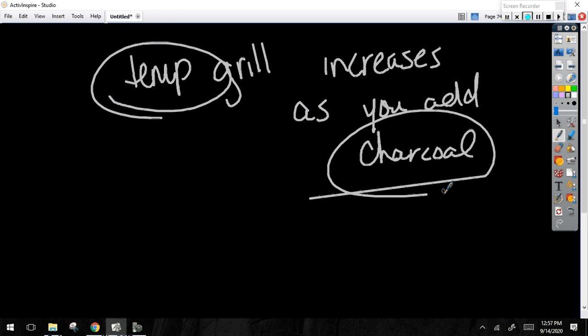That is correct. Say that again. Temperature is dependent on the charcoal. The temperature of the grill depends on how much charcoal you put in there. The charcoal doesn't depend on the temperature. The temperature happens as a result of the charcoal. You're thinking about it. Okay.